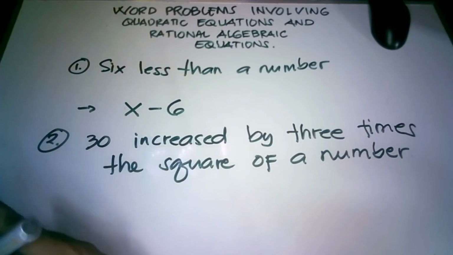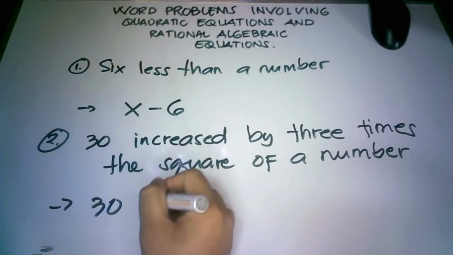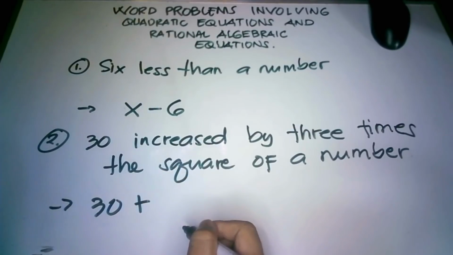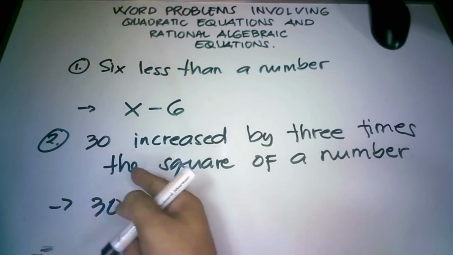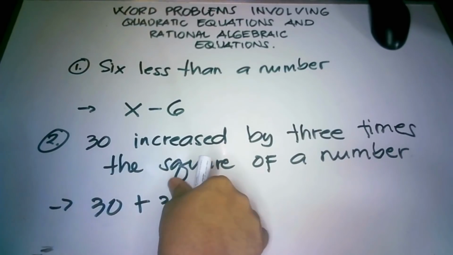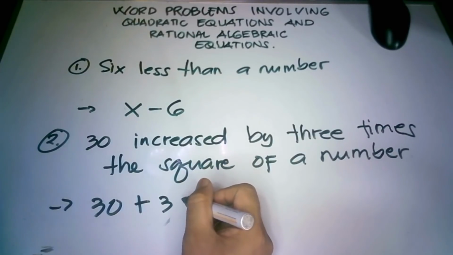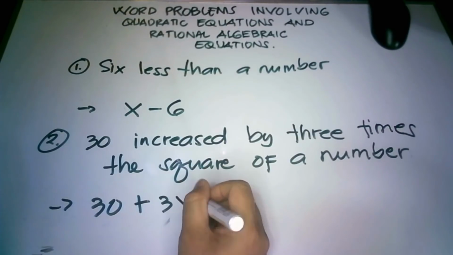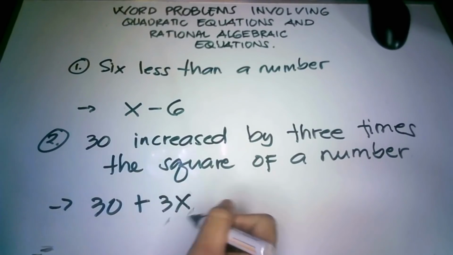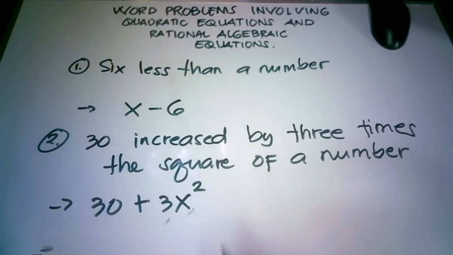So, if that is the case, we will have 30. Pag sinabi mong increase, that is addition, plus by 3 times a number. So, usually, we put it into a variable. Usually, ang nagamit is letter x. No? 3 times a number. And then, the square man daw siya. So, square of a number. So, ana lang na siya kasimple.